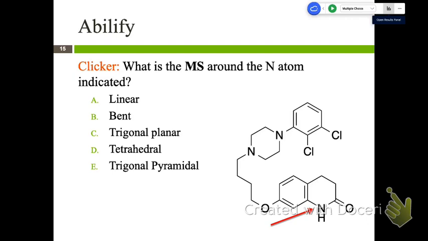Where are the lone pairs not shown? Where are the hydrogens not shown? And that'll be perfect practice for the exam, which is in 2 weeks.